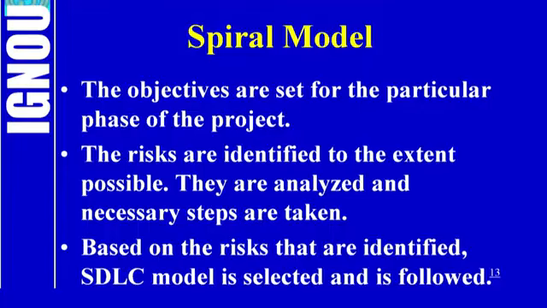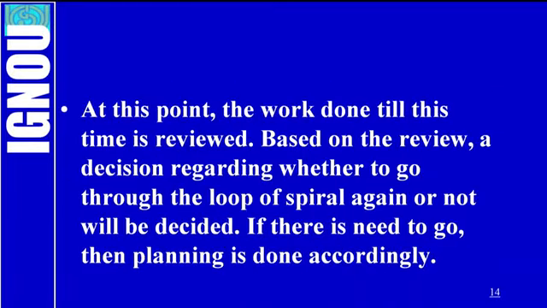One of the important software development approaches again is the spiral model. The objectives are set for the particular phase of the project. The risks are identified to the extent possible. They are analyzed and necessary steps are taken. Based on the risks that are identified, the software development lifecycle model is selected and is followed. So, at this point, the work done till this time is reviewed. Based on the review, a decision regarding whether to go through the loop of the spiral again or not will be decided. If there is need to go, then planning is done accordingly.